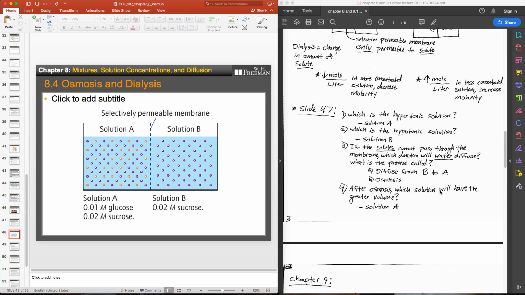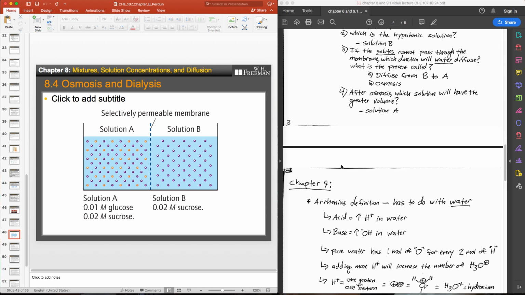So after osmosis, which solution will have the greater volume, right? If water is moving from B to A, then it makes perfect sense that solution A would have a larger volume at the end of this, okay?